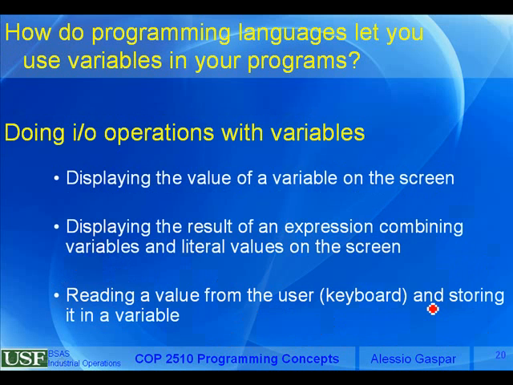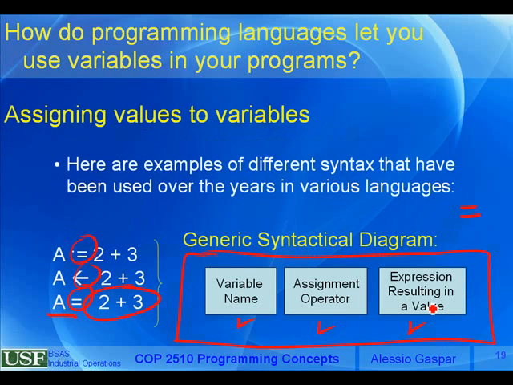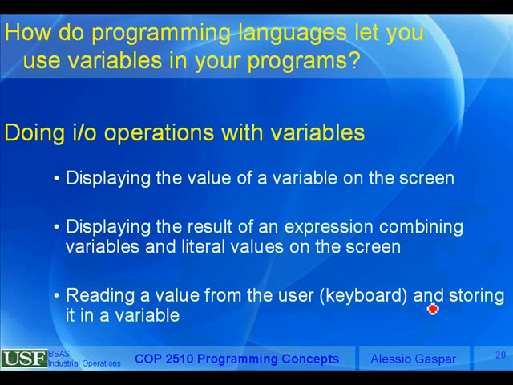What can you do with a variable? On the previous slide, I'm going back real fast, we just discussed that we can assign them a value. Now we can also do input-output operations with a variable. And this can be very, very general. This can be writing the content of a variable into a file. This can be sending information to a web server or something like that. We are going to keep it simple for our beginning steps in programming. So we are going to deal mainly with displaying the content, the value of a variable, on the screen. Displaying maybe something a little bit more complicated, which is the result of an expression combining variables and literal values, on the screen.